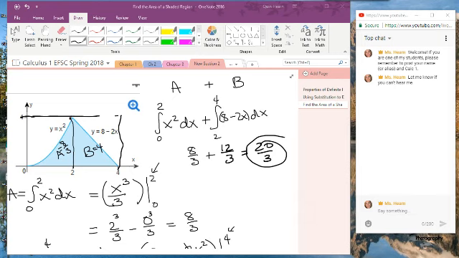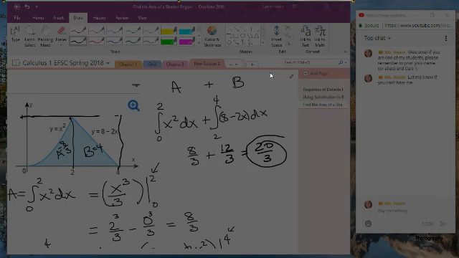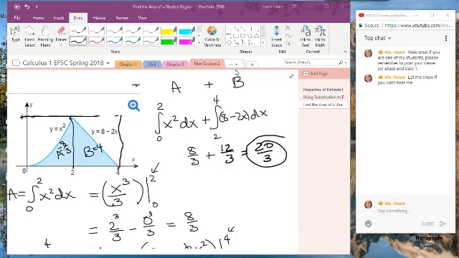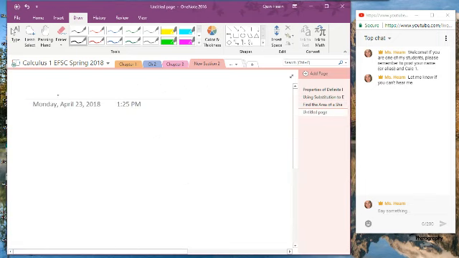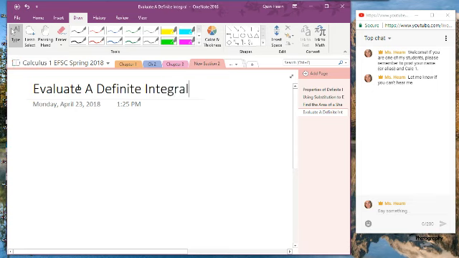Okay, this one is just asking us to evaluate a definite integral. I'm going to grab it. Actually, let me just go ahead and add a page here. So evaluate a definite integral. We just evaluated a couple of definite integrals in the previous problem in order to find area. But this definite integral has a square root in it. So let's see how we deal with a square root.